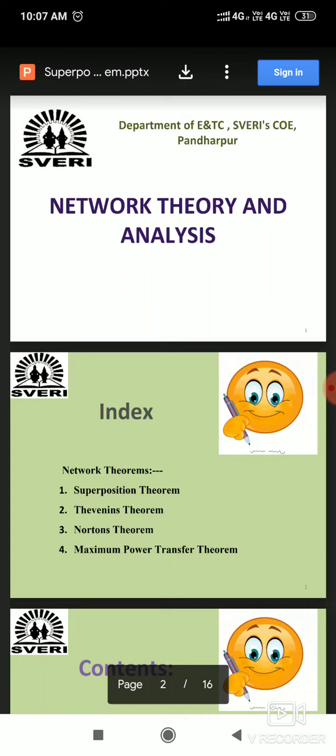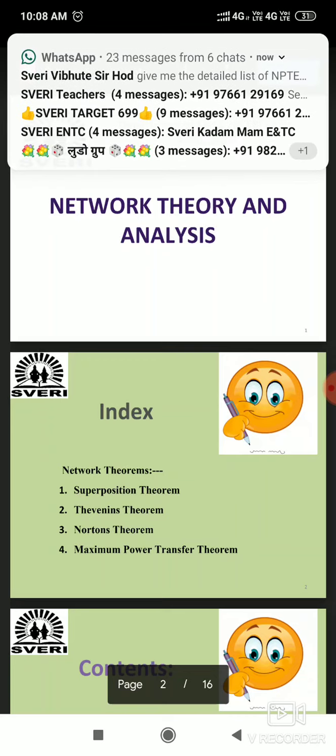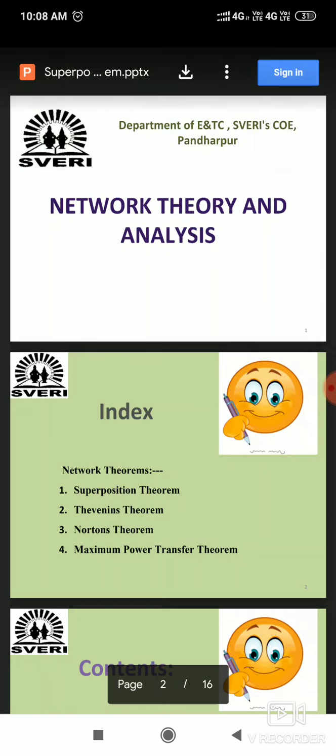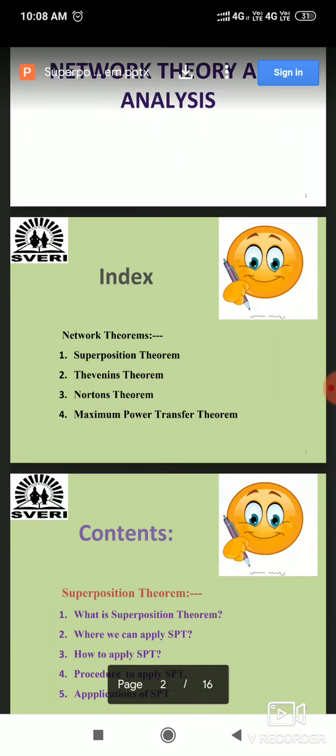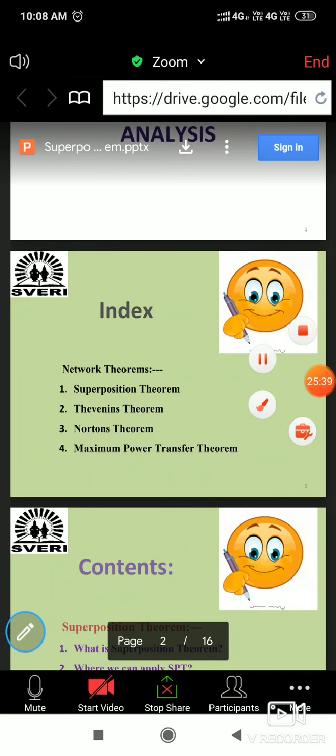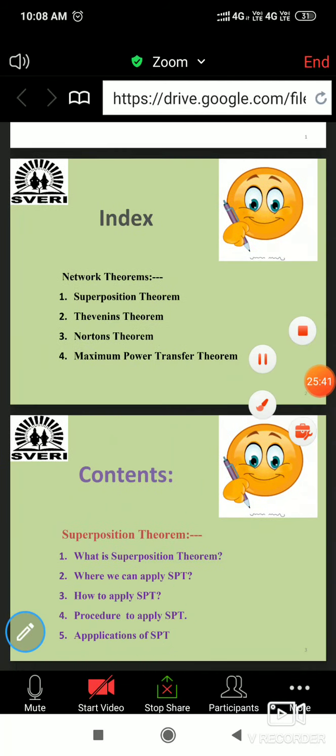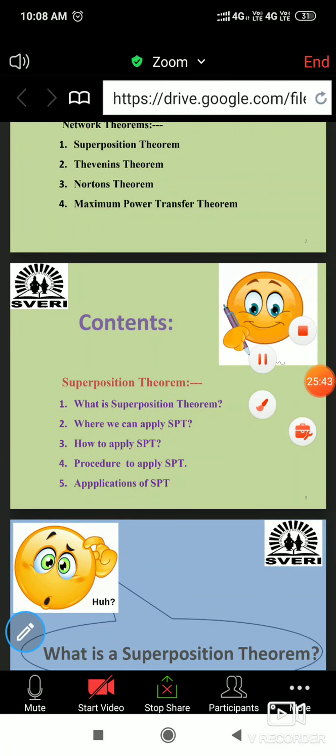So it will take this week as well as next week to complete this chapter. Still we require 7 to 8 lectures or more than that. Once you complete the theory part, then we will solve the problems based on DC as well as AC. The next one, so these are the four theorems: superposition, Thevenin's, Norton's, and maximum power transfer theorem.